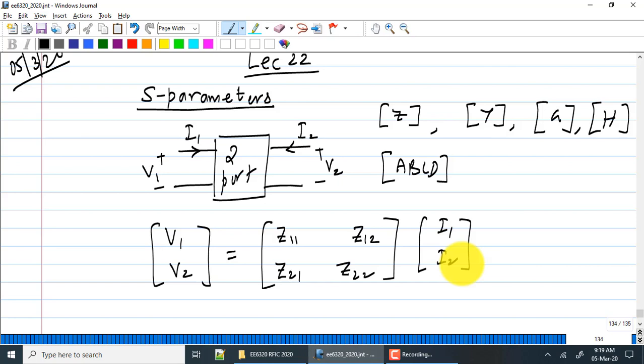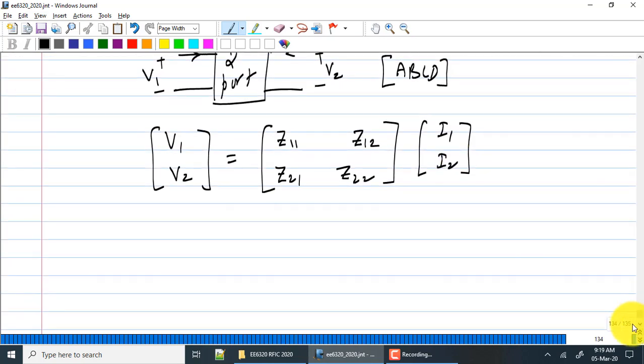Okay. Now, specifically in the case of distributed systems, you don't necessarily talk only of voltages and currents. All of you know from transmission line theory that... how many of you have not taken transmission lines?